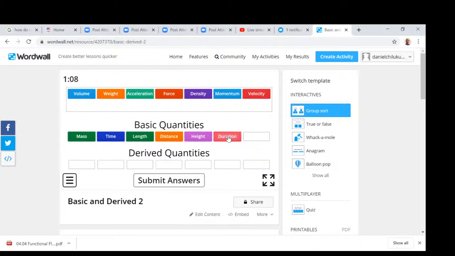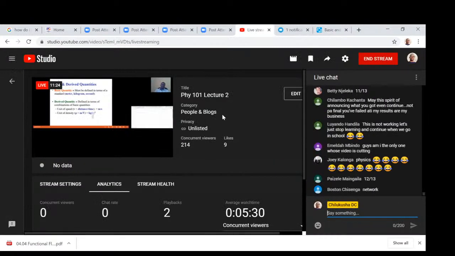And then what else is remaining? Now if you look at volume, is volume a basic quantity? You find that volume is a combination of quantities. What about weight? Weight is a combination of quantities and so on. So basically, this is what you are supposed to do in this exercise.